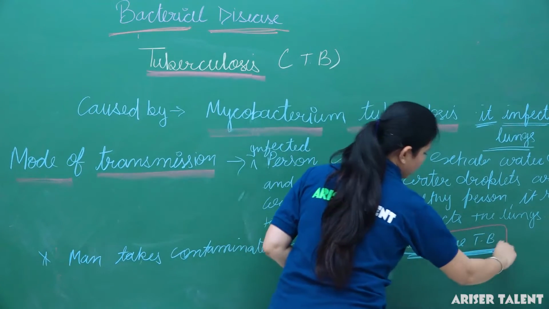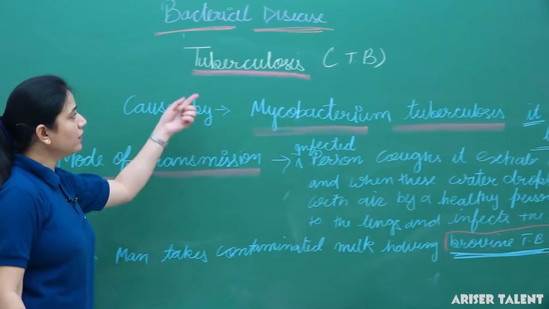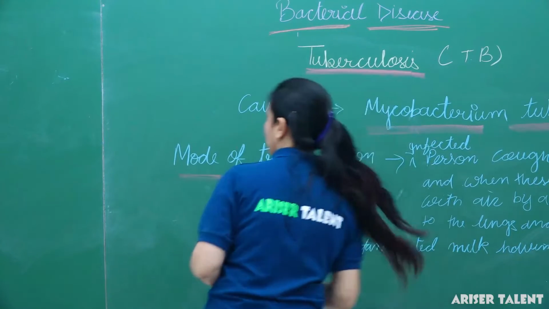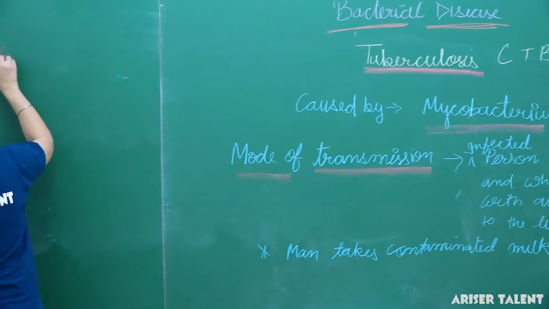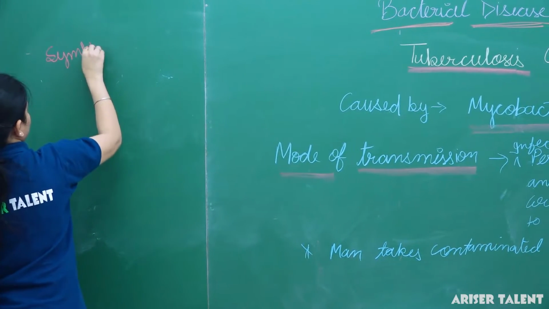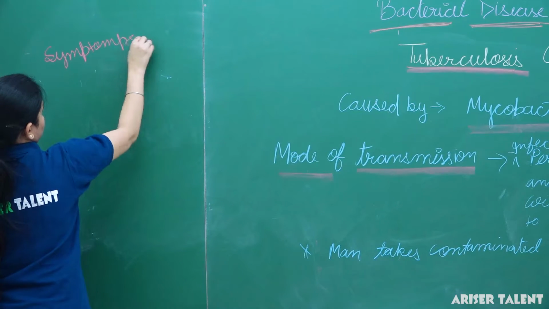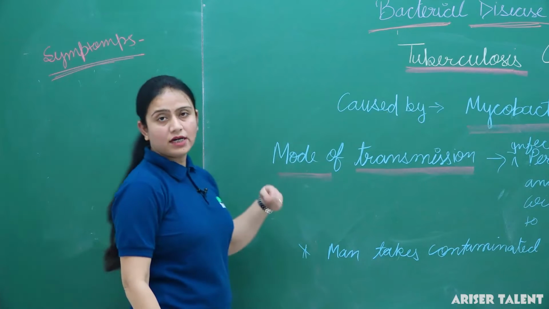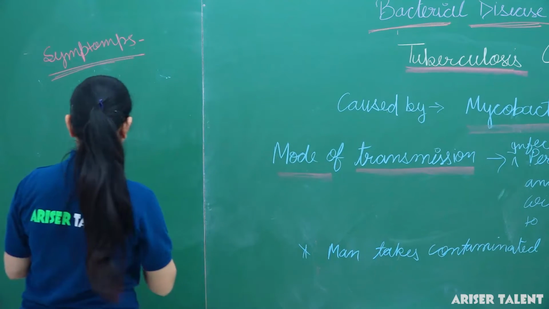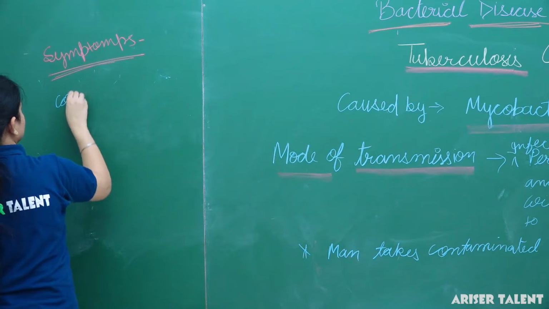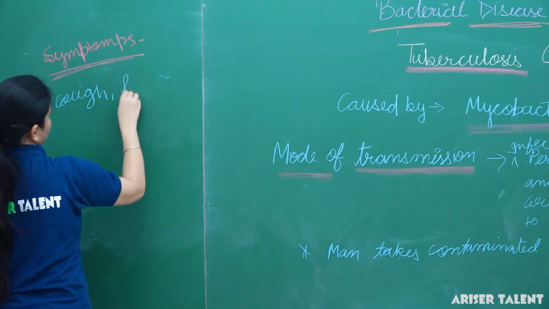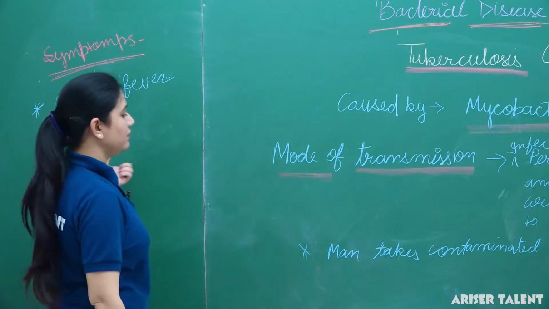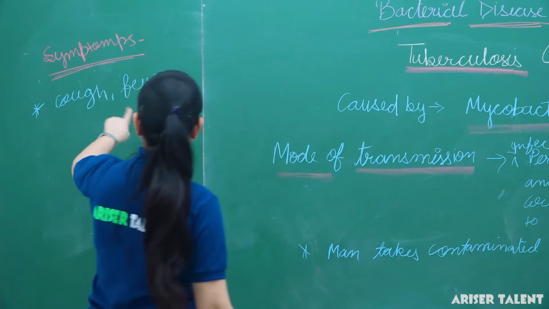Then also the person will get infected with TB. Now next is, what are the symptoms? If we talk about the symptoms, then what are the symptoms of TB? Means continuous coughing, fever. This is the main sign, that cough and fever.